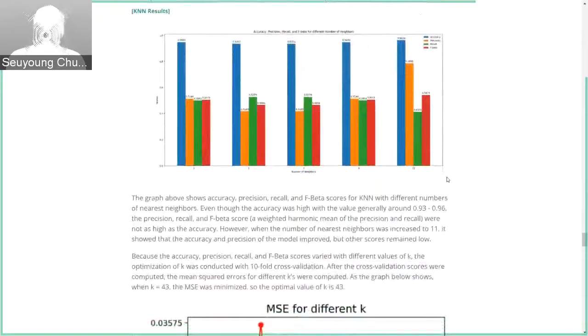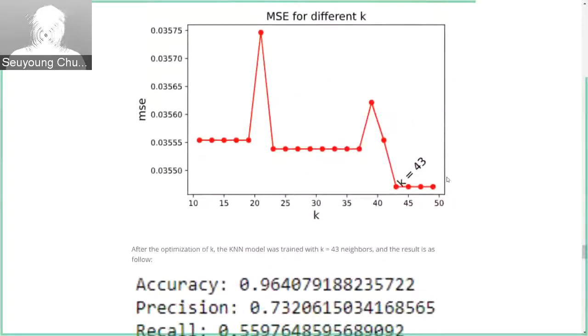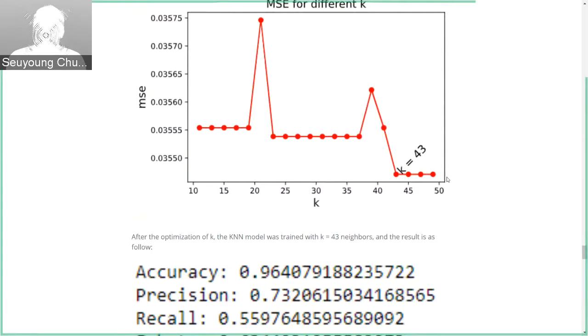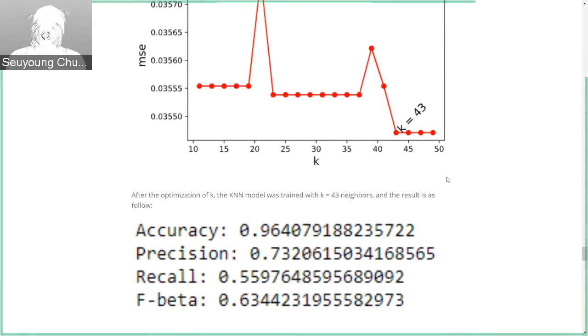Next. After training KNN models with different Ks, the accuracy was generally high, but other scores were not as high. The precision increased when K increased, so I went and performed the optimization of K. After the cross-validation scores were computed, the mean square errors for different Ks were calculated. As the graph shows, when K equals 43, the MSE was minimized and the optimal value of K was 43.